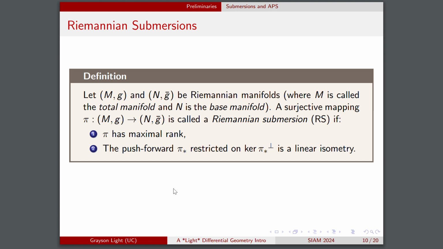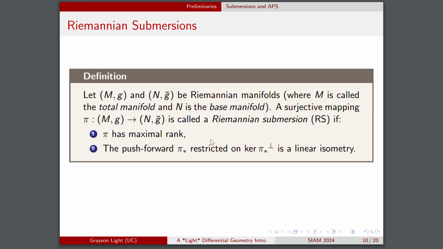The push forward pi star restricted onto the horizontal distribution, kernel pi star perp, is a linear isometry. That's a lot of words. What does all that mean? Well, let's delve into this kernel pi star perp thing first. The idea of a Riemannian submersion is to map from a bigger manifold, M, to a smaller manifold, N. What do those words mean? It's just the dimension of your manifold. We can think of an example like a map from a sphere to a circle. Our big manifold is the sphere, dimension 3, and the small one is the circle.